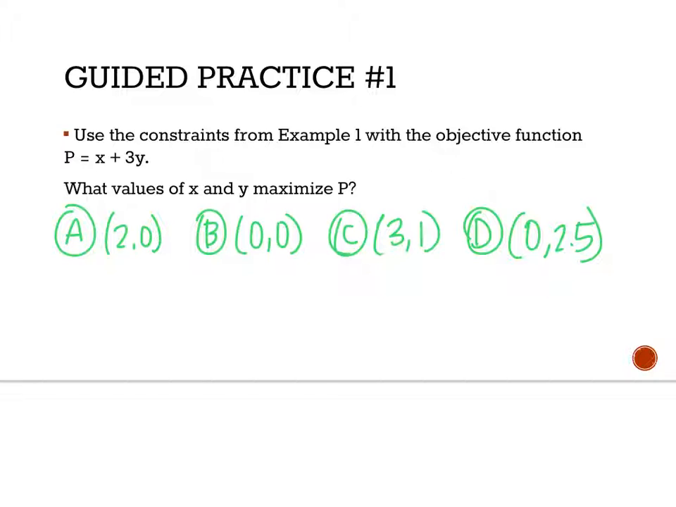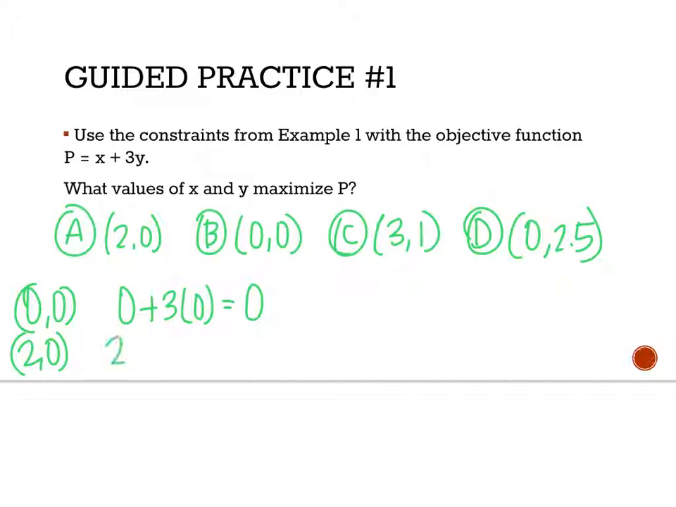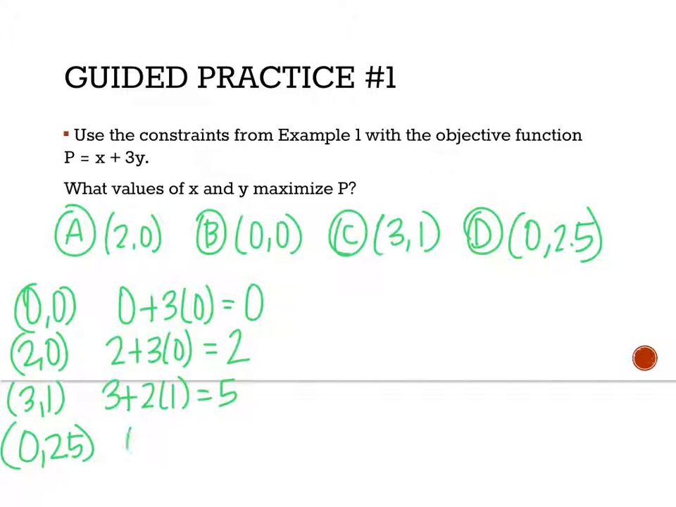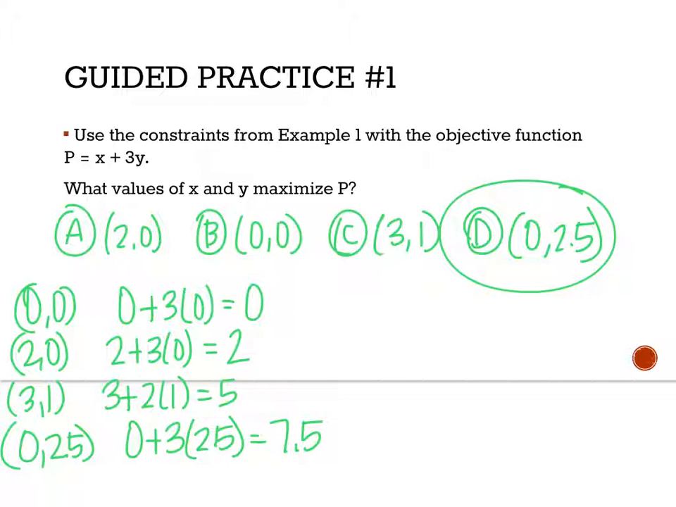Okay, so we're going to plug in each one of them. I would probably just start with the easy one, so 0, 0. That's going to be 0 plus 3 times 0, which is 0. Let's do 2, 0. So that's going to be 2 plus 3 times 0, which is 2. 3, 1 is going to be 3 plus 3 times 1, which is 6. And then 0, 2.5 is going to be 0 plus 3 times 2.5, which is 7.5. So in this case, D is the answer because that gave me the highest number.